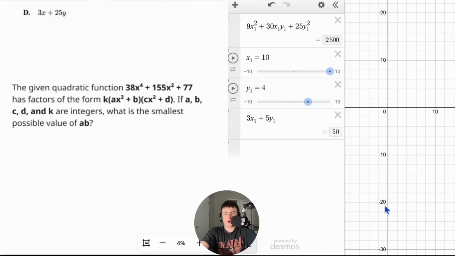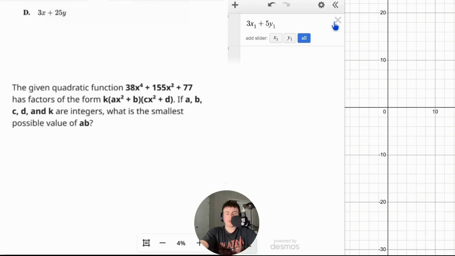This is a question that showed up on the June SAT hypothetically. Not exactly like this, but it's very similar. It says that this quadratic has factors of this form, and a, b, c, d, and k are all integers. You have to find the smallest possible value of ab.